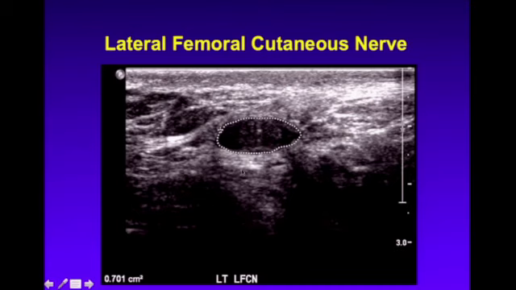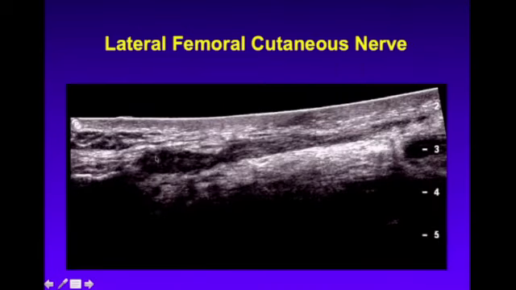And without going into great detail about the anatomy, this particular patient had this neuropathy after hip replacement, and this nerve was absolutely huge. I mean, it should be a very tiny, difficult to see nerve. And in the long axis, we can see the nerve is quite enlarged, and then it only tapers to normal quite distally. So this was a nerve that was injured during the hip replacement surgery.